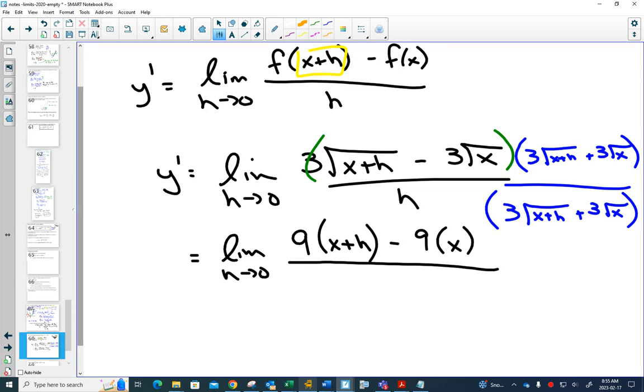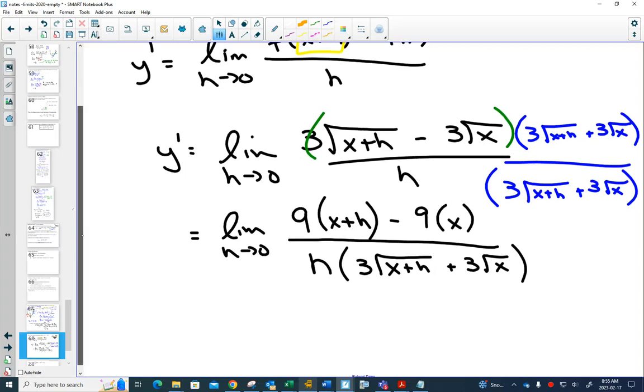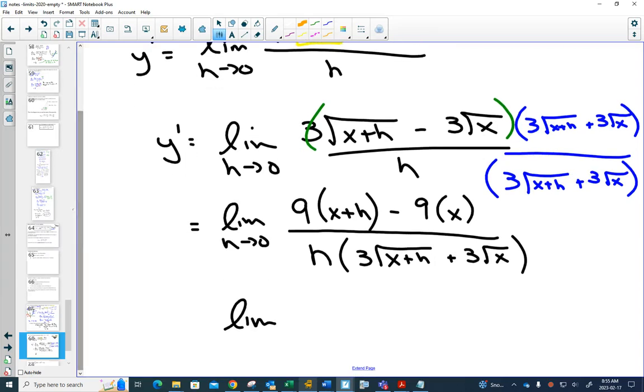And on the bottom, I'm going to leave that h factored out. Again, the reason behind that is because we want that h to cancel out. So leaving it factored out makes sense. Something beautiful always seems to happen. 9x minus 9x, they go away. You're left with just 9h on the top.